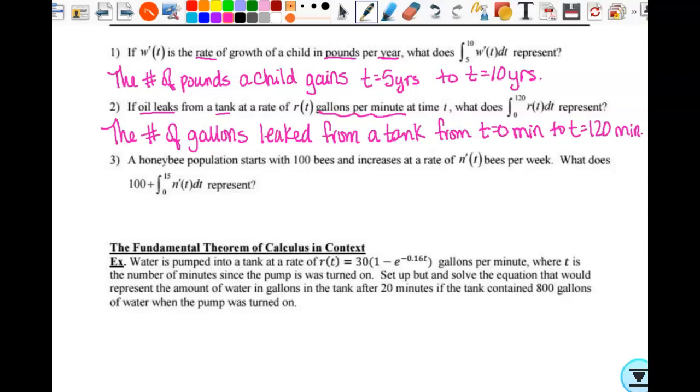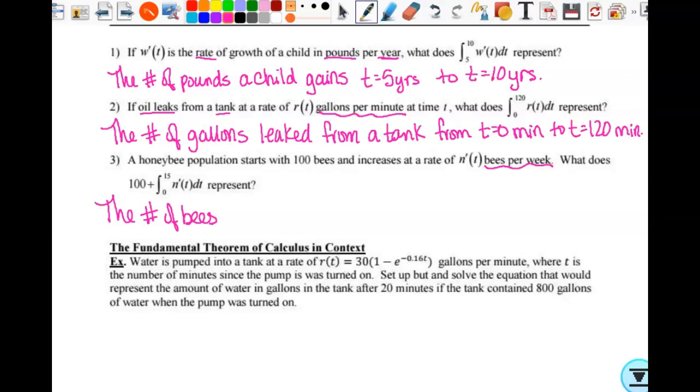All right, so then we have a honeybee population that starts with 100 bees and increases at a rate of N prime of t bees per week. So our rate is bees per week, which means time is in weeks. So when we integrate this, it will be bees, right? That'll be our units. Okay, so the number of bees, is it the number of bees added to the population?